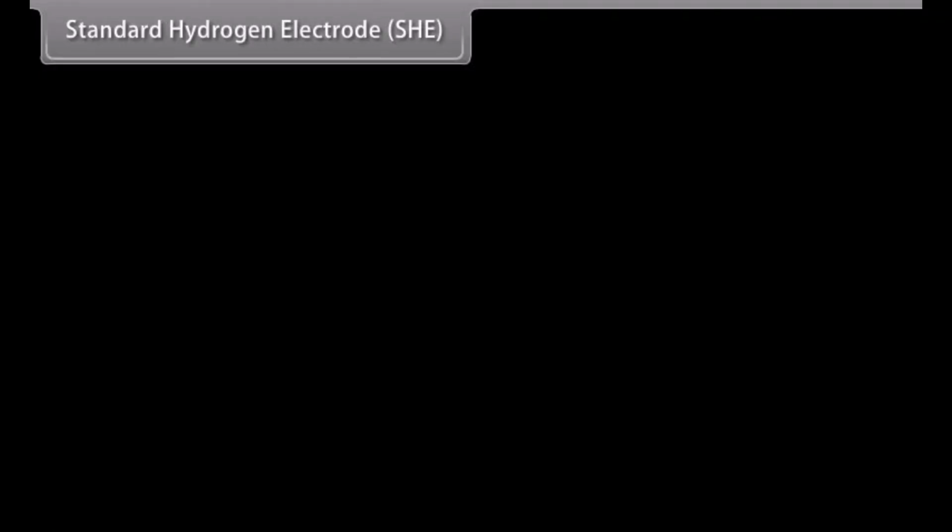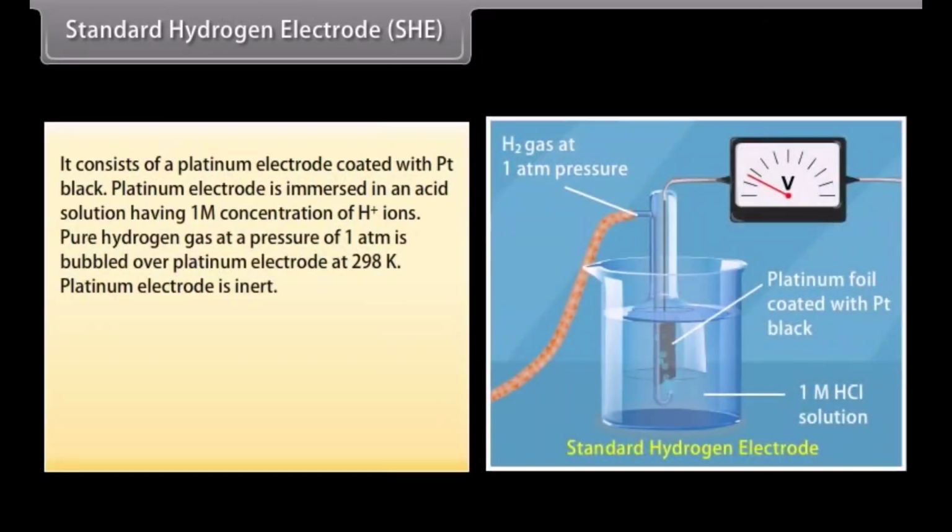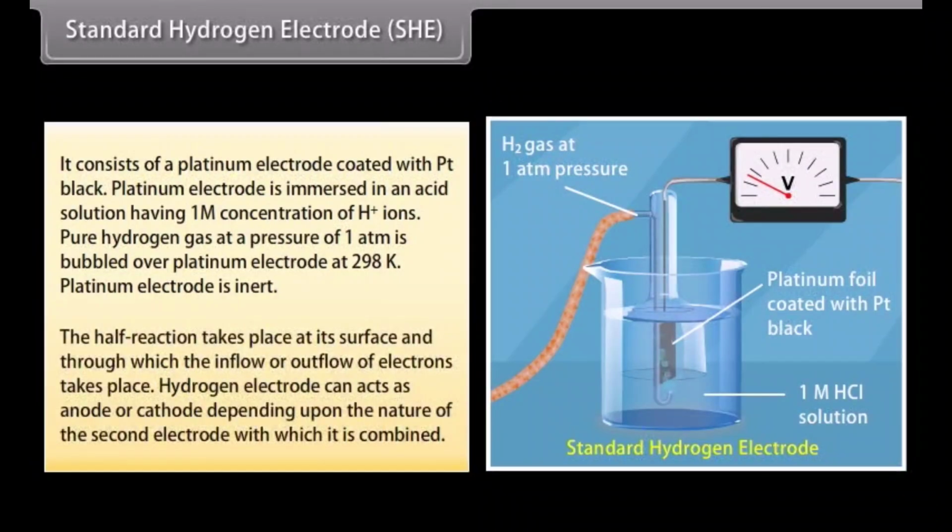Standard hydrogen electrode, or SHE. It consists of a platinum electrode with platinum black. The platinum electrode is immersed in an acid solution having 1 M concentration of hydrogen ion. Pure hydrogen gas at a pressure of 1 atm is bubbled over the platinum electrode at 298 Kelvin. The platinum electrode is inert. The half reaction takes place at its surface and through it the inflow or outflow of electrons takes place.